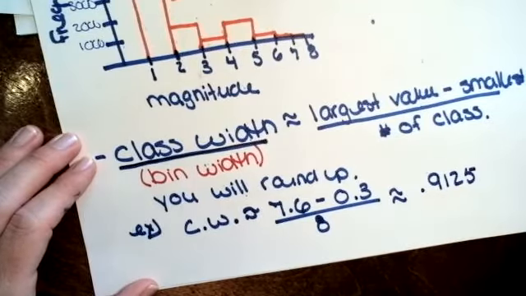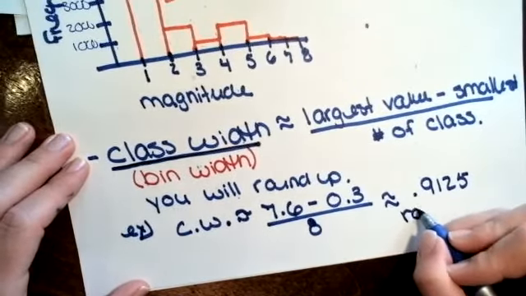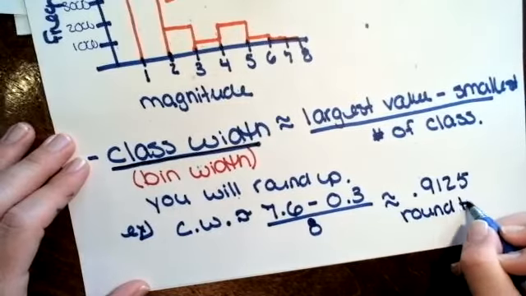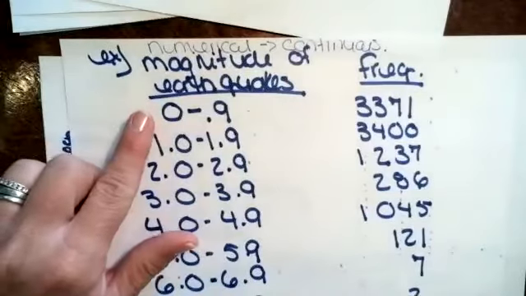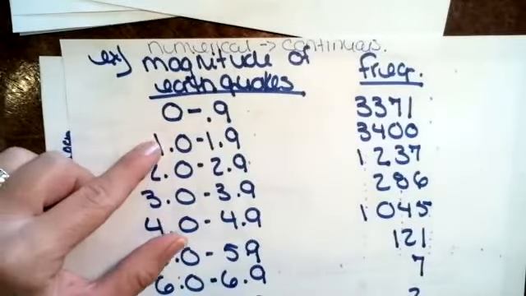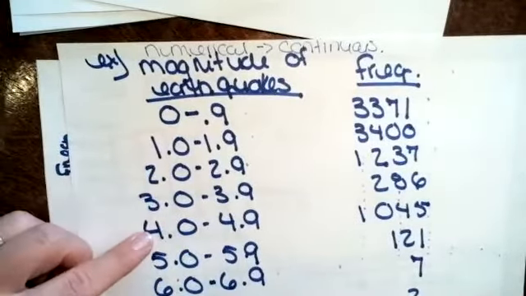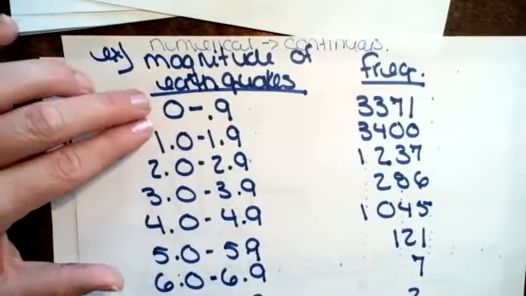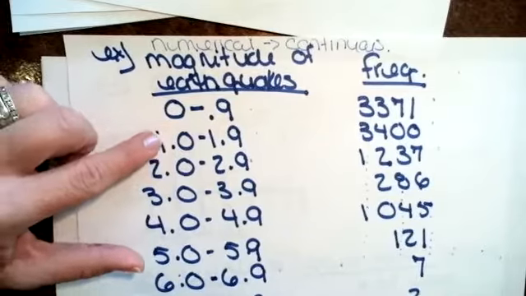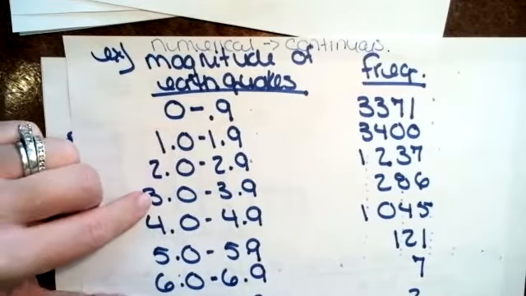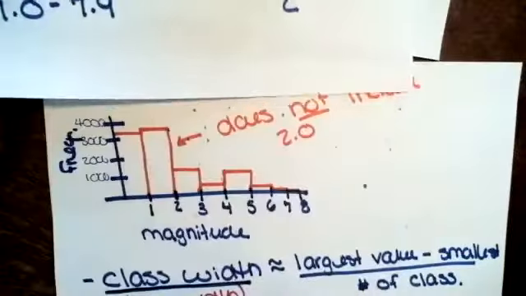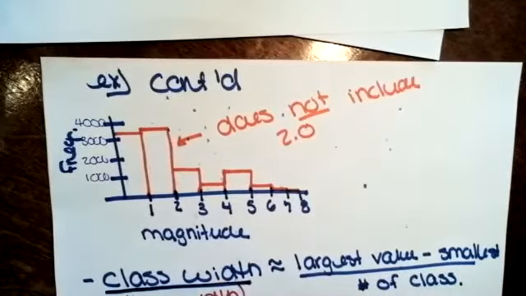So what happens here is I get 0.9125, but I'm going to round to 1. And this is how I found that I'm going to have the bin size equal to 1, where it'll be 0, 1, 2, 3, 4. So if I chose 4 classes, then it would come out to be 2, and it would be 0, 2, 4, 6. Okay, so just so you have an idea, that's how that works. Any questions so far on that?